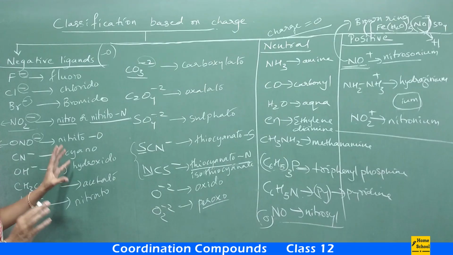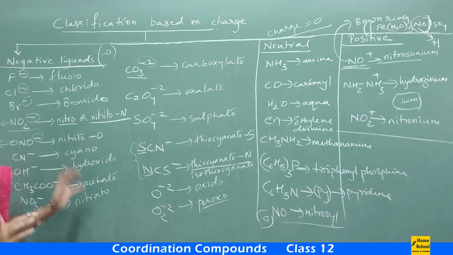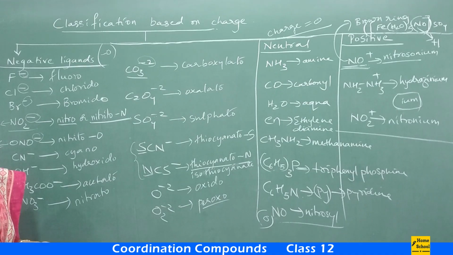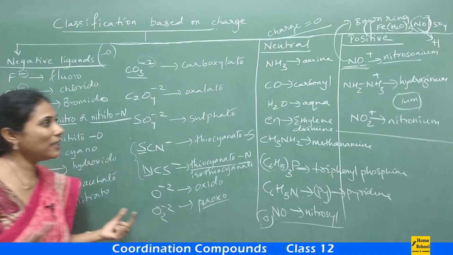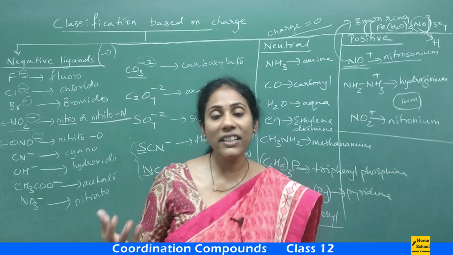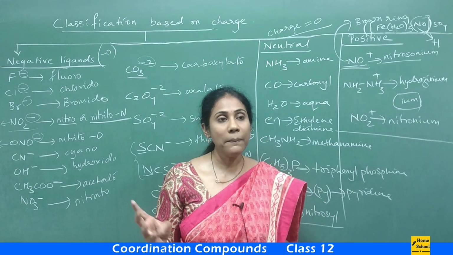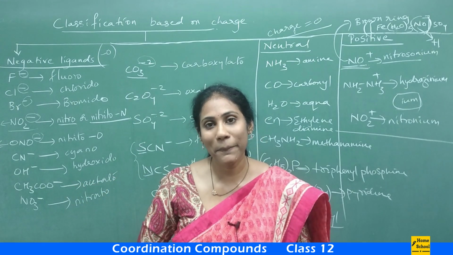So whatever I told you, whatever the list, names, and charges I gave, all these are very important to understand how to calculate oxidation state and also to write the names of complexes. So that's all about the classification of ligands. In the next video, I will teach you how to calculate the oxidation state of the central atom and about the coordination number of complexes.